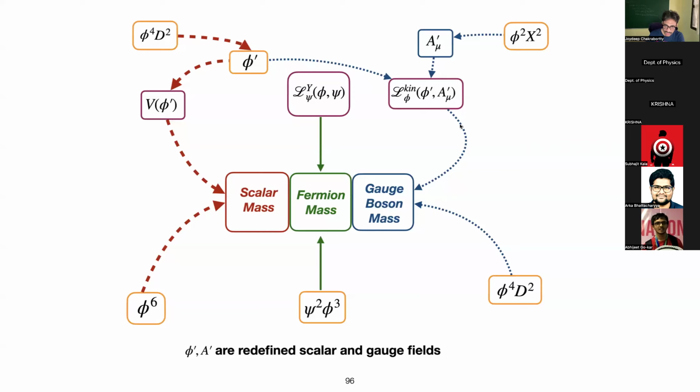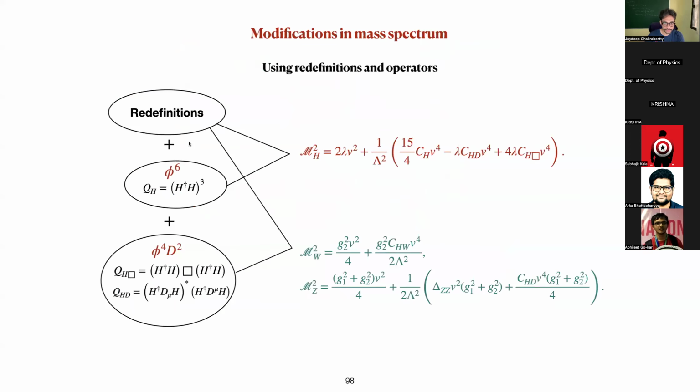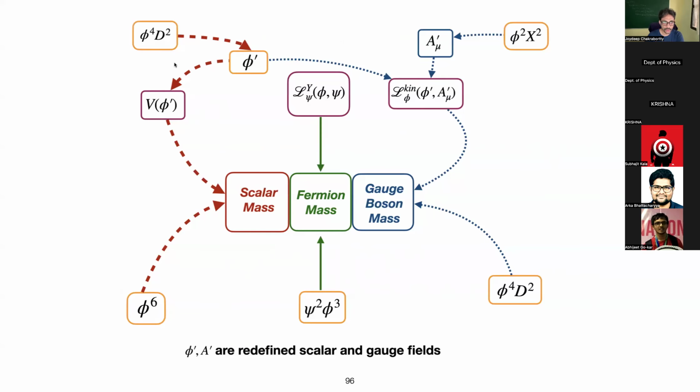And then from there, you will generate a bilinear term in gauge fields, and that is a new contribution to the gauge boson masses. In this way, all these different classes of operators actually contribute in your spectrum. Okay.